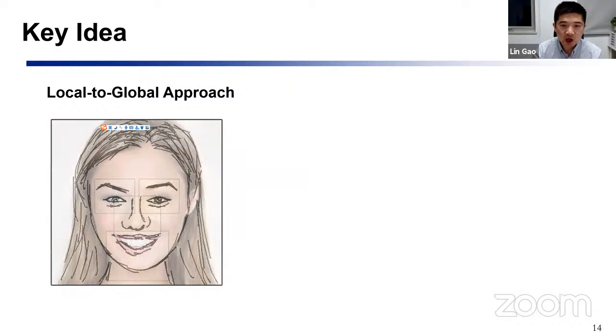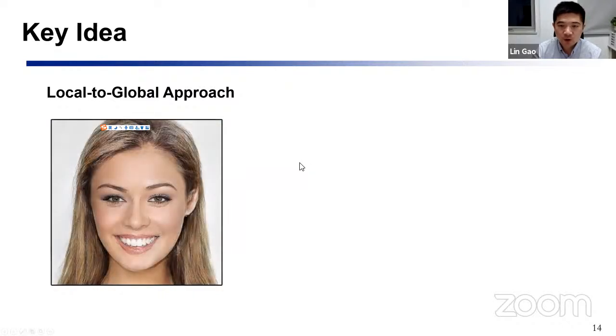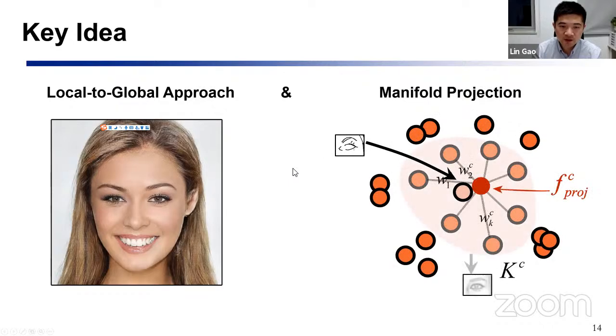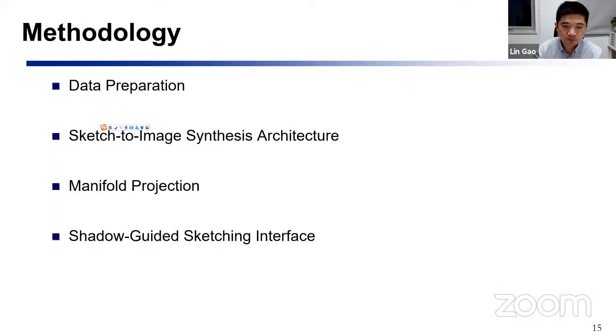The key idea of this method is that we use a local-to-global approach to reach local detail synthesis, and model the shape space of the face components in the image domain to build the sketch manifold. This manifold will help to improve the robustness of the sketch from hand-drawn sketches. Now let us go over the details of the methodology in this research work.